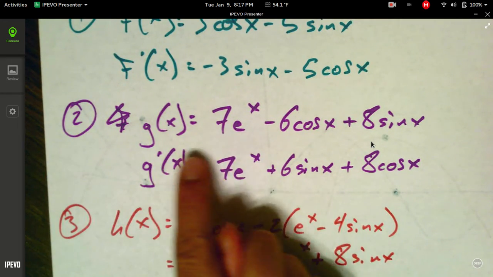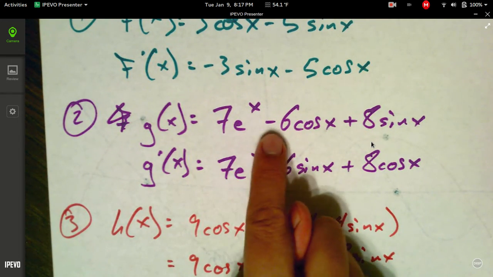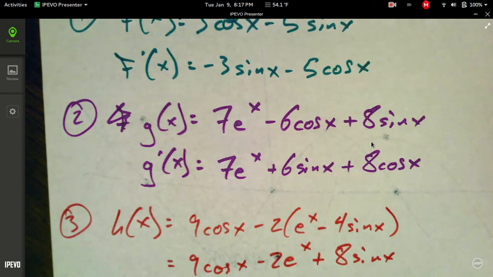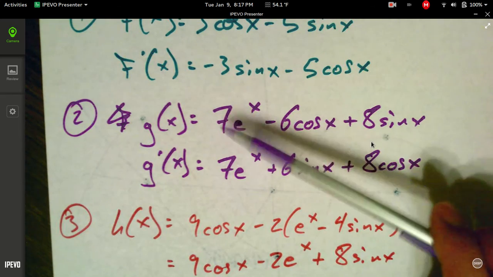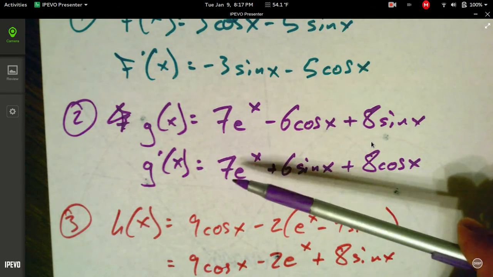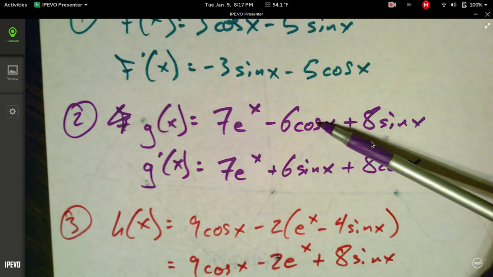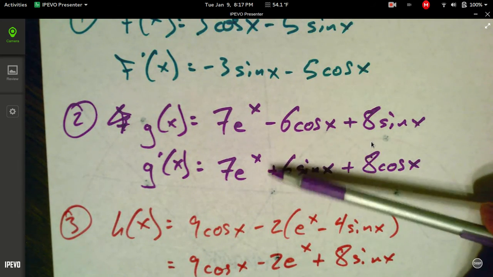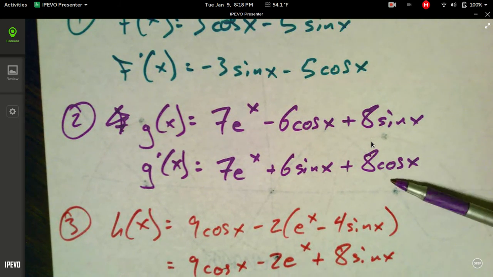Number 2, g of x is equal to 7 e to the x minus 6 cosine x plus 8 sine x. When you take the derivative of e to the x, it always stays the same. Cosine becomes negative sine x, and negative times negative is a positive. Sine x becomes cosine x.